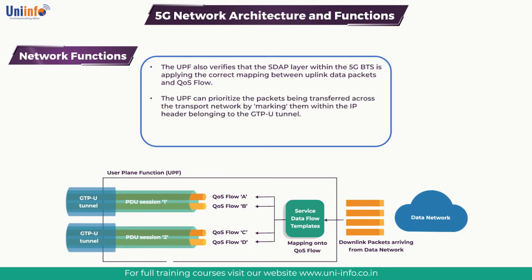The UPF can prioritize the packets being transferred across the transport network by marking them within the IP header belonging to the GTP-U tunnel. That is, the outer IP header added by the UPF rather than the inner IP header which belongs to the end user application, assuming a PDU session has been set up to transfer IP packets. The Differentiated Services Code Point, DSCP, field within the IP header can be used for this purpose.